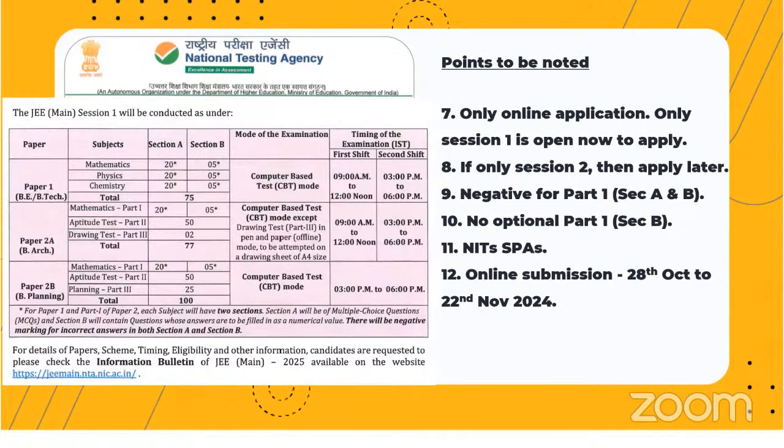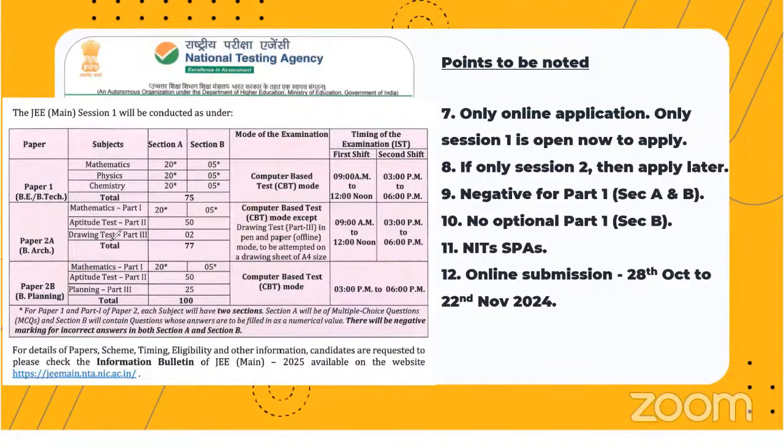I'm not sure. Anyway, coming back to the other part, so only online application is permitted. Only session 1 is what you can apply right now. Session 2 in April, you will be able to apply later on. Okay. Now, what are the changes? So earlier itself, they've mentioned that last few years they have changed the pattern, and they've mentioned that there will be negative marks for part 1 both sections.